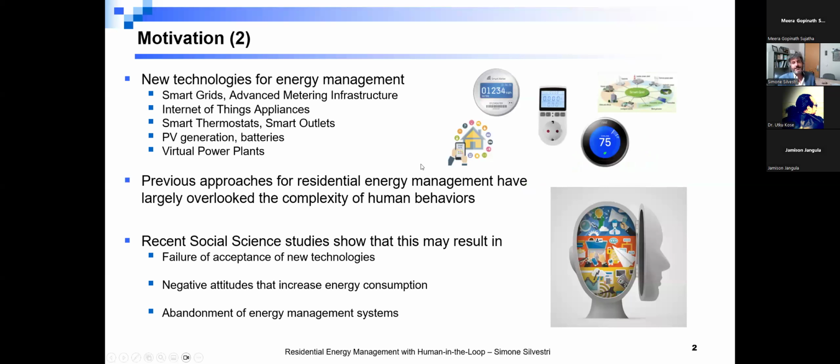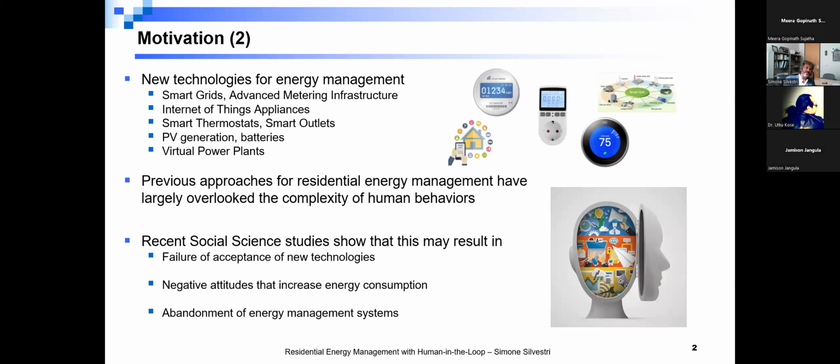So these days, power systems are significantly changing. We have introduced smart grids, advanced metering infrastructures. Also, appliances are becoming increasingly interconnected. We have smart thermostats, smart outlets. Some houses are equipped with generation of electricity through, for example, photovoltaic and solar panels. Some houses also are equipped with batteries, so they can store electricity as well. And also, we have the introduction of virtual power plants.